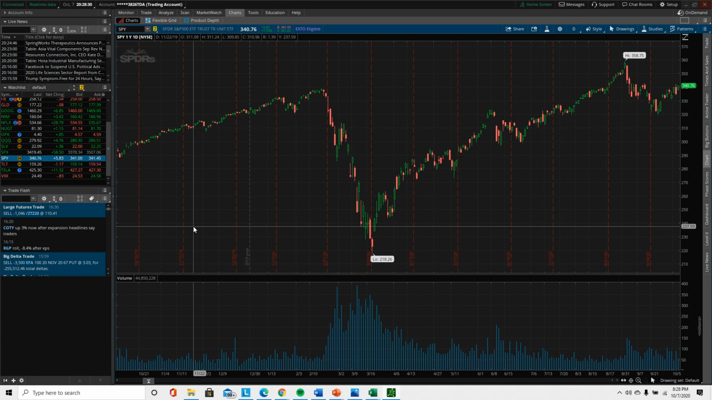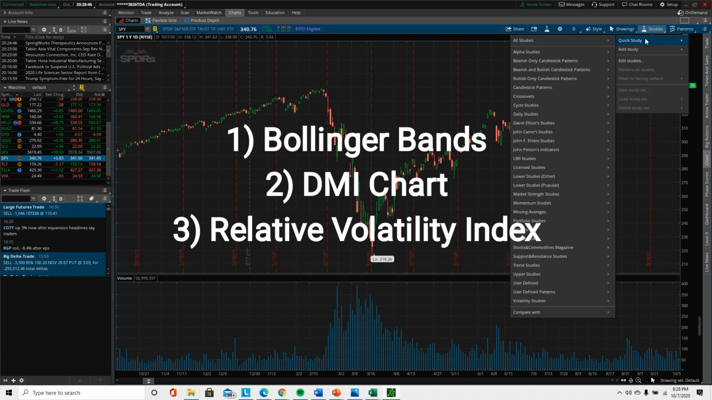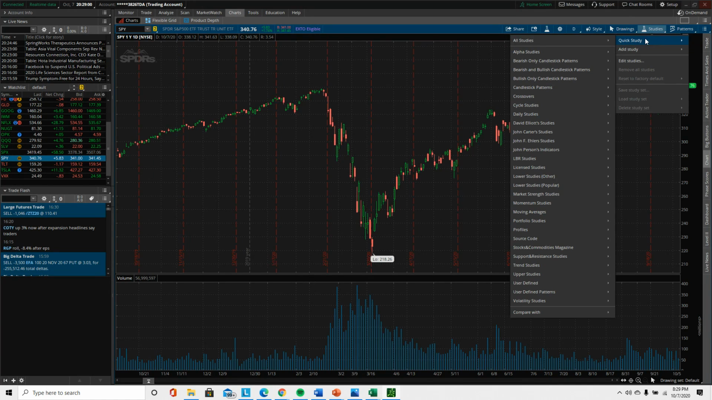And so we want to make sure we have the right information there so that we can see the story each position is trying to tell. Now, there are hundreds of studies you can use. The three studies that we will look at are the Bollinger Bands, the DMI, and the Relative Strength Index, or as it is known here on TD Ameritrade, the Relative Volatility Index. We're going to focus on those three studies.